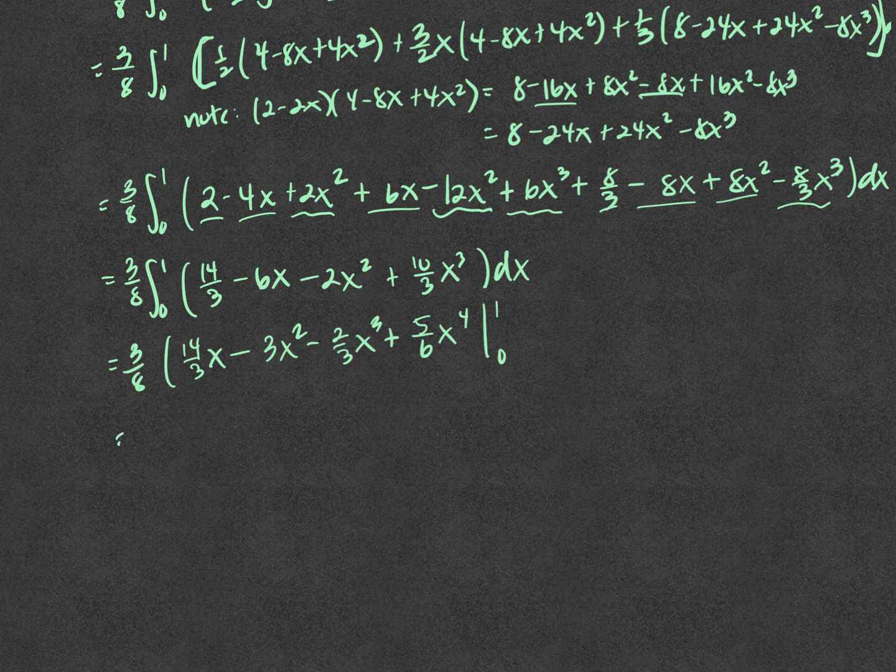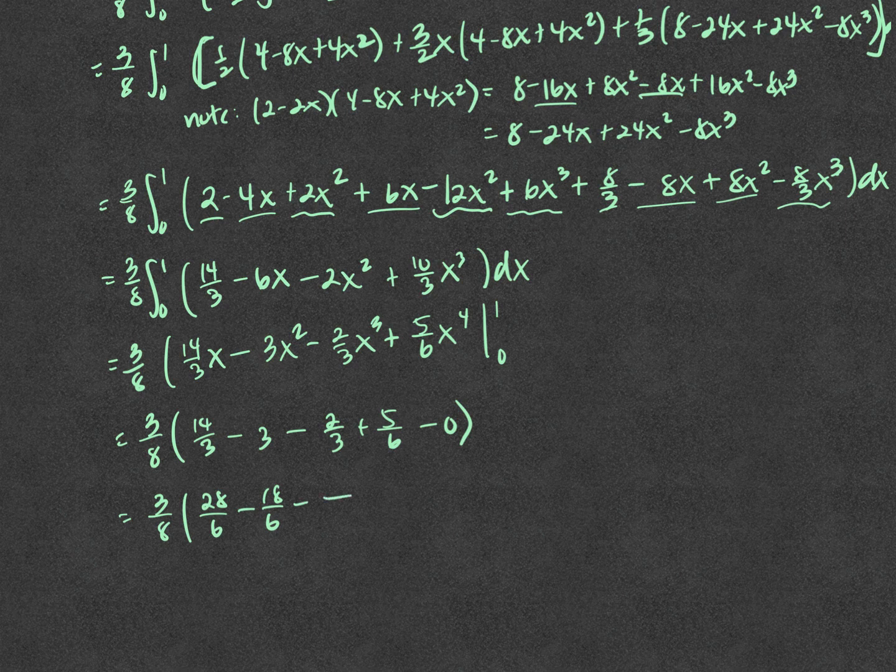So let's plug those values in. So we have 3/8 times 14 over 3 minus 3 minus 2/3 plus 5 over 6 minus 0. I'm not going to do all those common denominators in my head, so let's find them. Common denominator is 6. So this will be 28, and this will be 18. And then we have 2 times 2 is 4, plus 5 over 6. So we have 3 over 8 times 28 minus 18 is 10. Minus 4 is 6, plus 5 is 11. So we get 11 over 16 to be our y value.